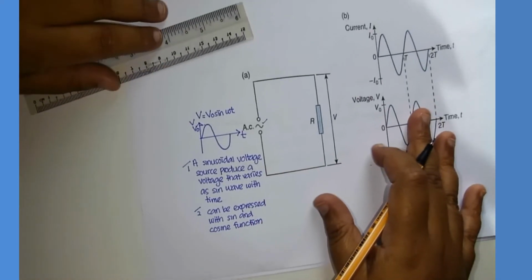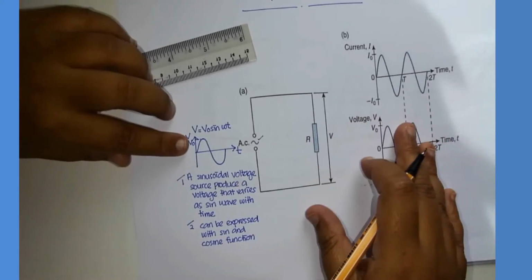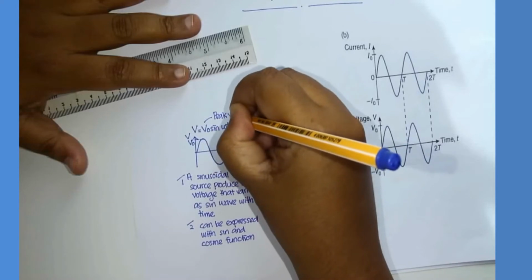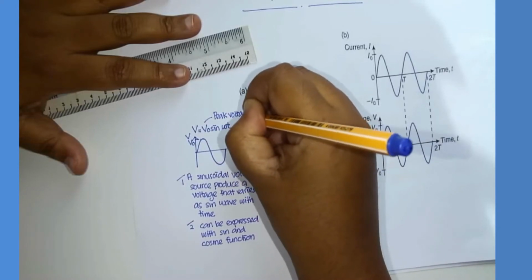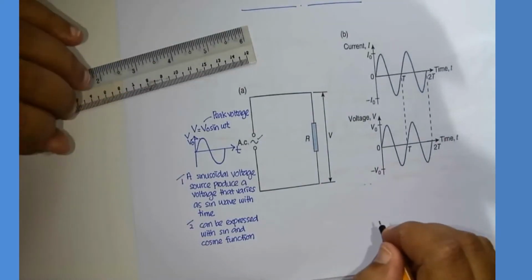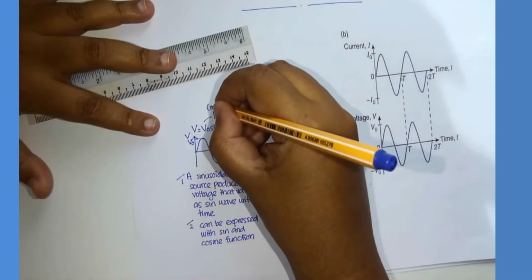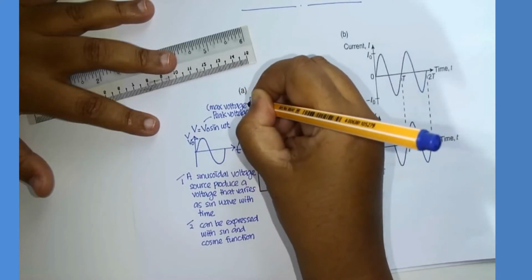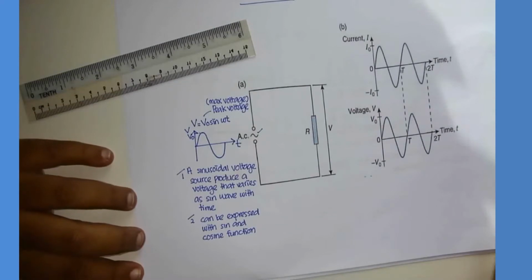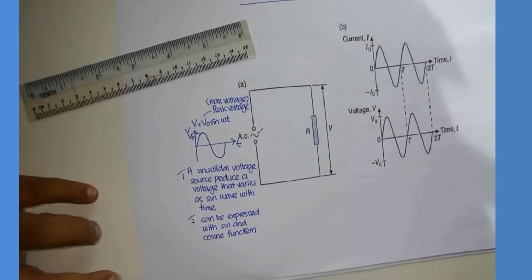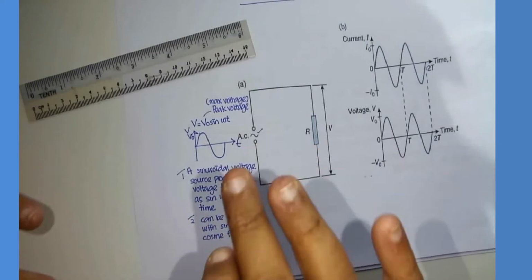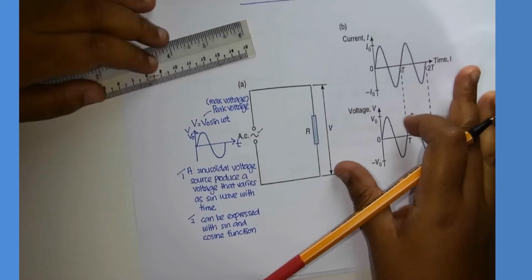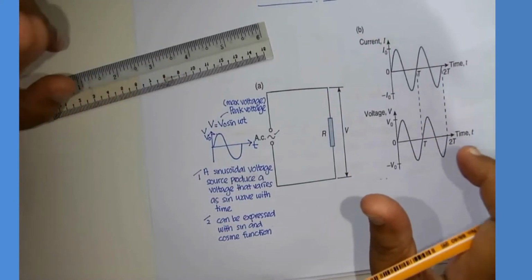Okay, so now here we know that we have V naught here. V naught is called the peak voltage. Peak voltage means it's the maximum voltage. Then there are a few things we should know, since it's a function like the sine graph, which is a wave.